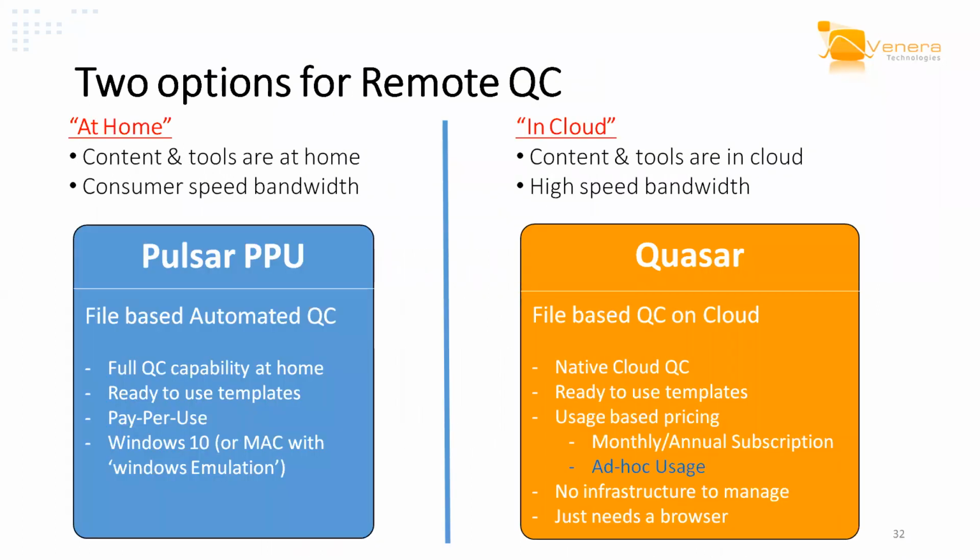Very quickly, since all of us are working from home these days, I just want to remind you, if you're working from home and you need access to Pulsar, there is Pulsar PPU that you can run on a laptop and a small computer. It has the same capabilities as the full Pulsar, except it's a bit slower and it can only process one file at a time. So you can use that at home, and it's usage-based pricing, so you can use it as you need it.